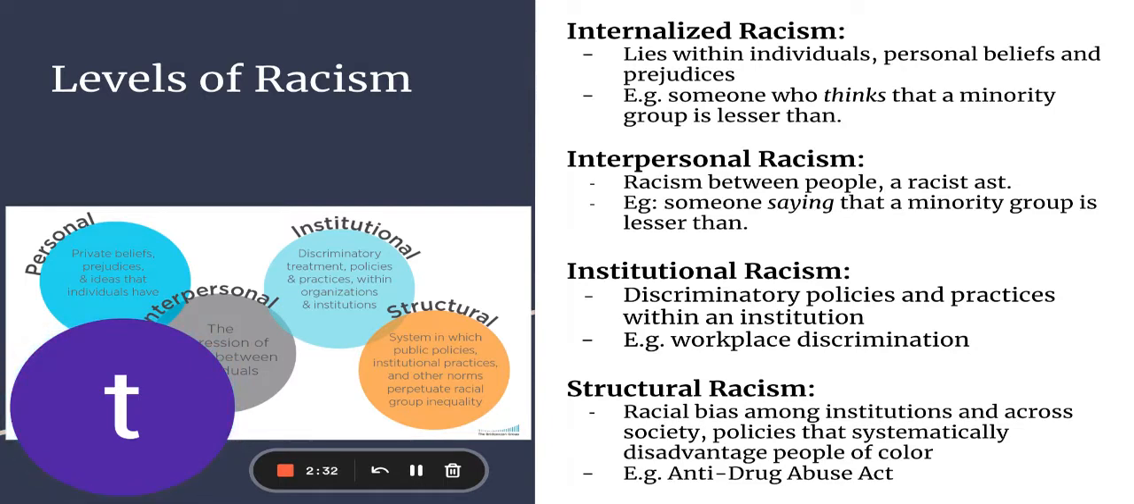Internalized or personal racism. This is racism that lies within individuals' personal beliefs and prejudices. An example of this is a person who thinks that a minority group is considered lesser than. The next one is interpersonal racism. This is the expression of racism between individuals. For example, this would be a person saying that a minority group is lesser than, instead of just thinking.